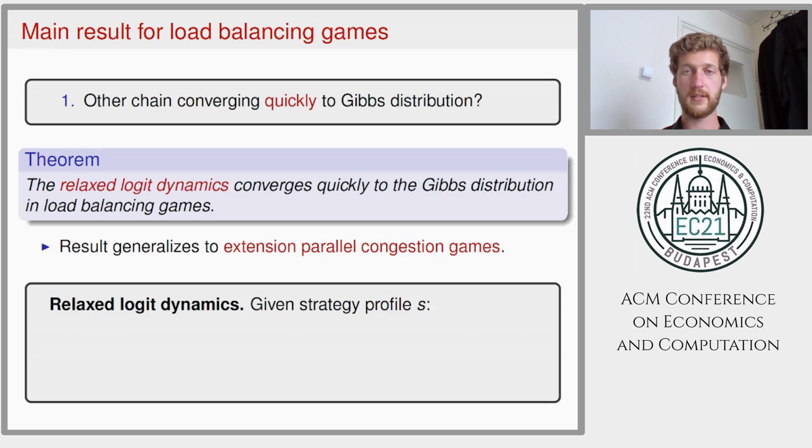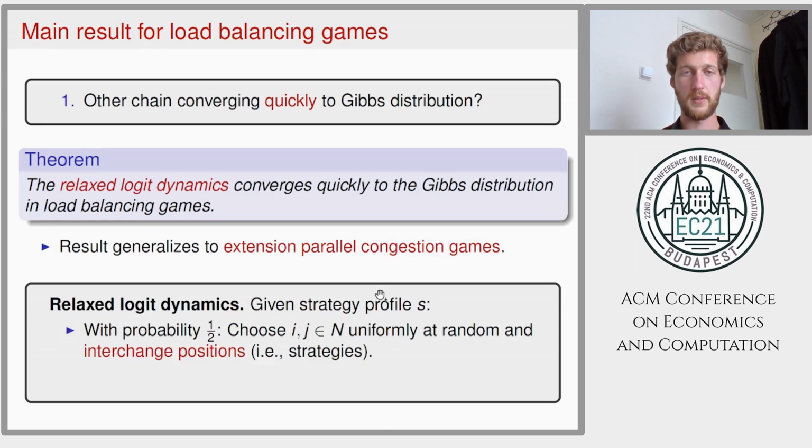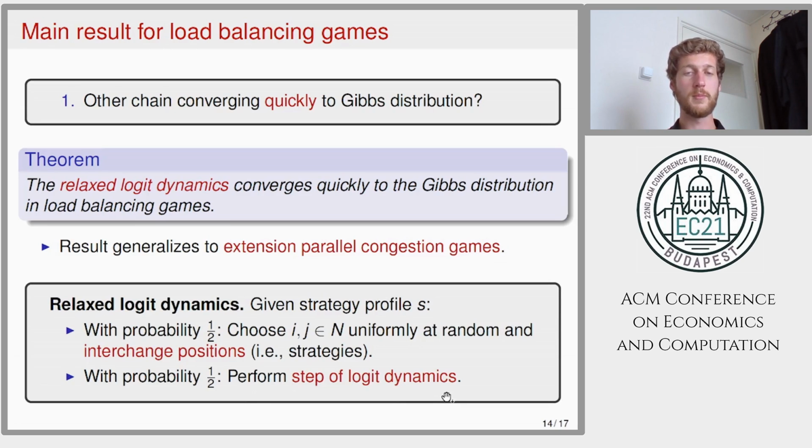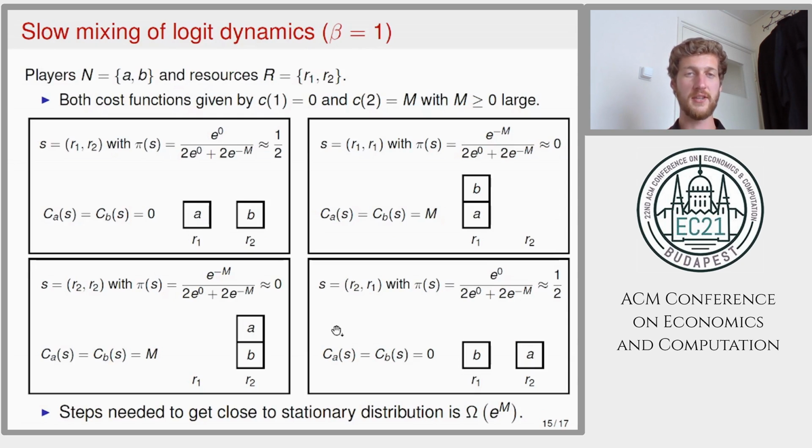Now, these dynamics proceed very similarly to the logit dynamics with a small twist. First, with probability a half, we are allowed to interchange the strategies of two players, that is, interchange the resources that they are currently on. Otherwise, with probability a half, we perform a step of the logit dynamics according to the definition that I gave before. One should observe that this first step, where we are allowed to interchange the position of two players, is precisely what is needed to resolve the slow mixing in the example that I gave earlier. The problem was getting from the top left strategy profile to the bottom right strategy profile. By introducing this move that allows us to interchange the strategies of two players, we can resolve this issue. And it turns out that this is also sufficient to argue that the resulting Markov chain is rapidly mixing in load balancing games, and more generally, these extension parallel congestion games.